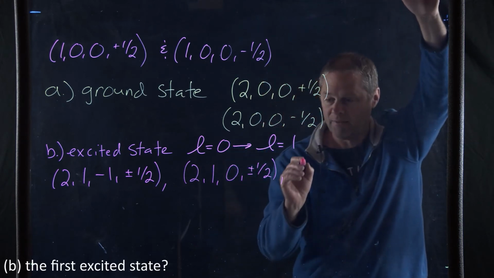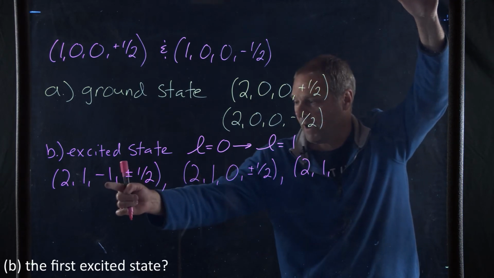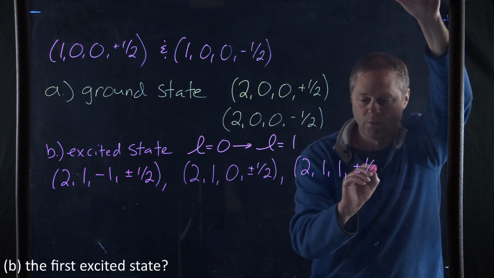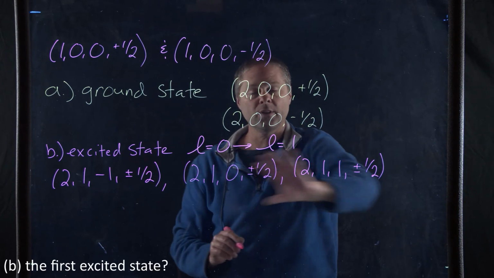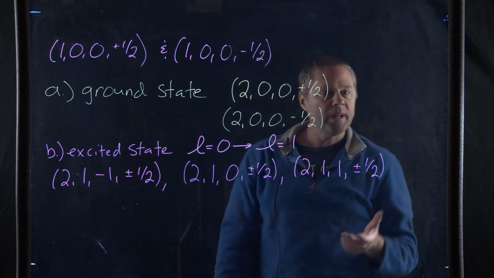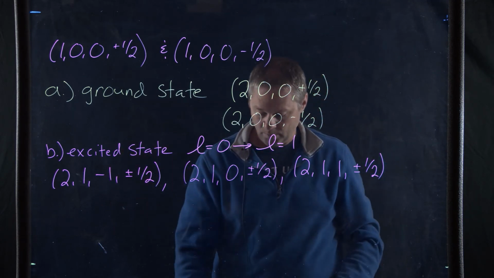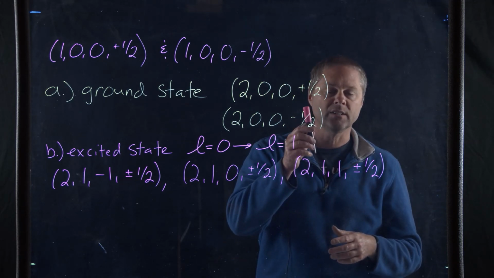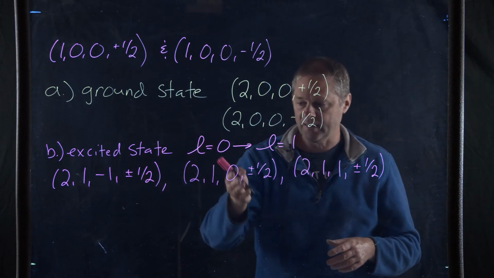Lastly, we can have 2, 1, and now the magnetic number becomes 1, plus or minus 1/2. So this would be the one for the ground state, and these would be the 3 possible ones for the excited state. And the reason is that this is going to be a p orbital, and a p orbital is kind of a dumbbell shape, and it can either be aligned along the y, the x, or the z axis.